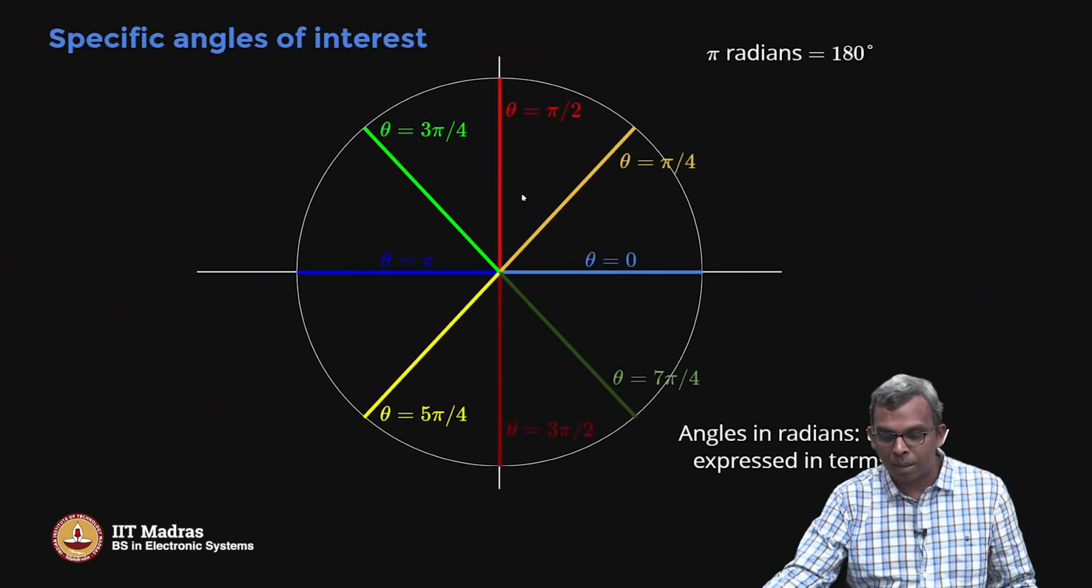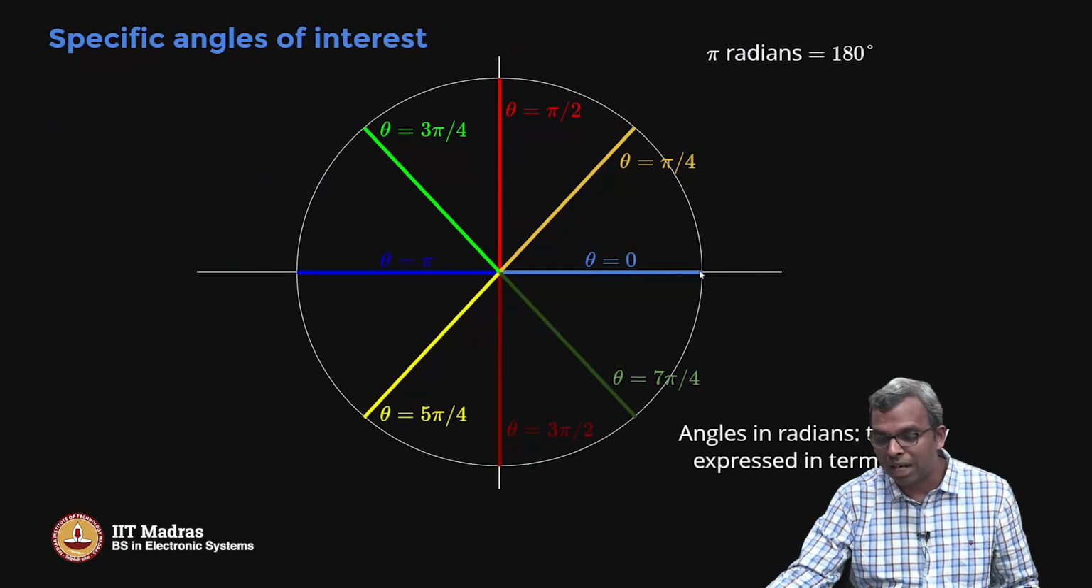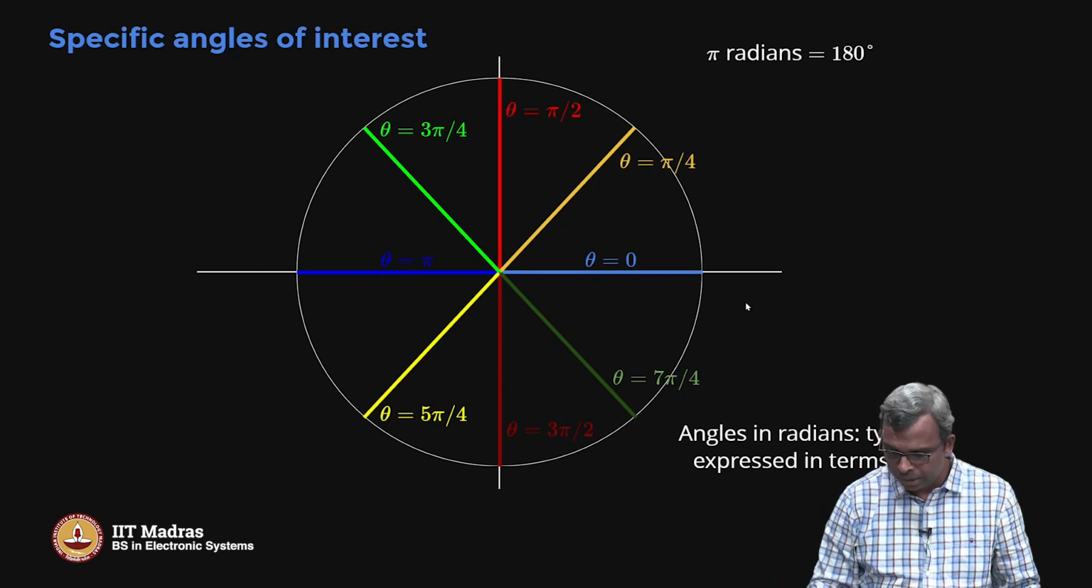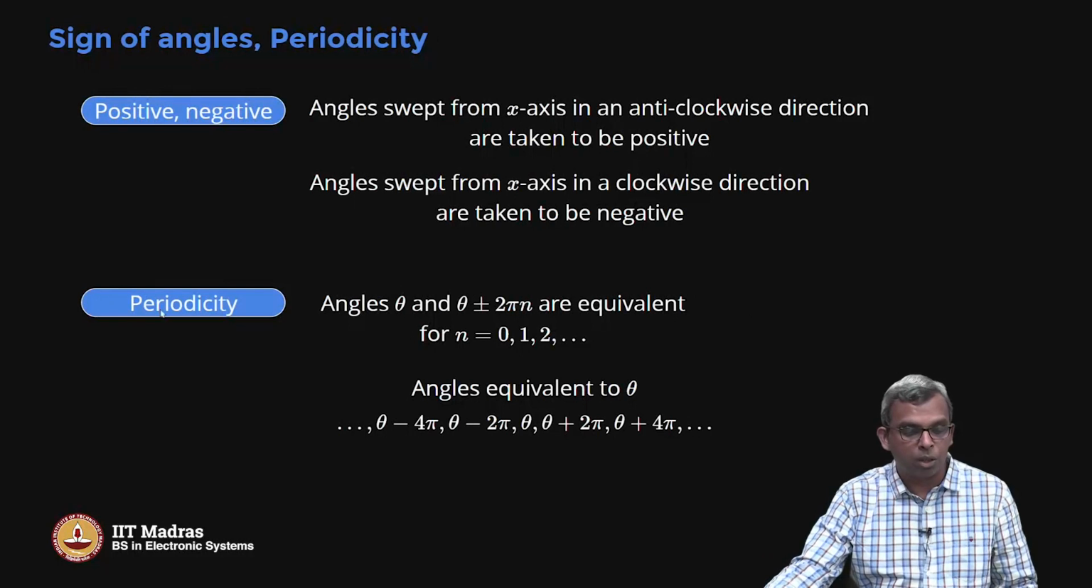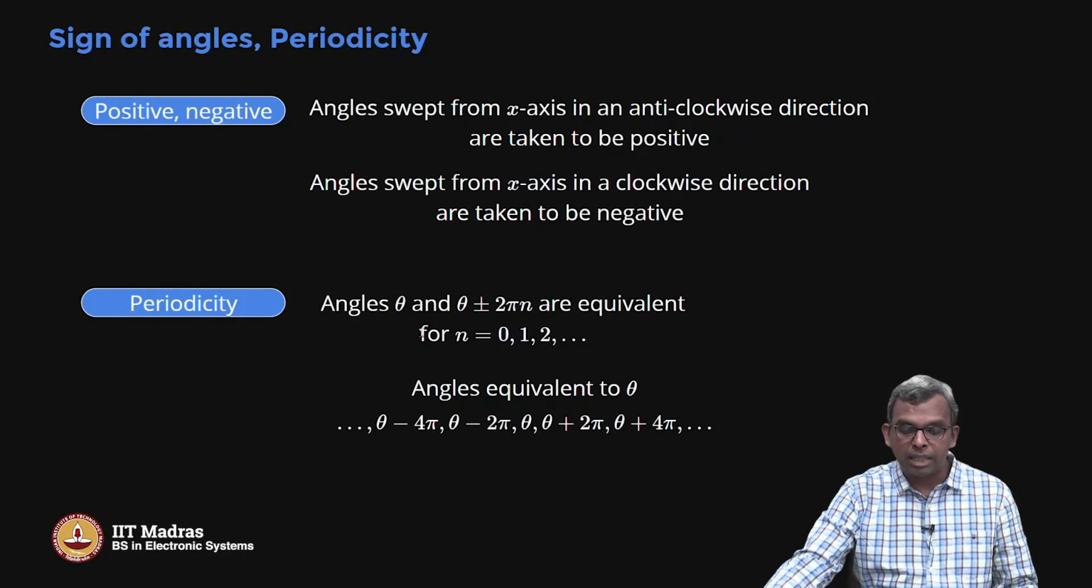So, for instance, if you go back to this picture, if you started from here and swept positively, you got theta equals pi by 4. If you were to sweep negatively, this theta equals 7 pi by 4 would be called minus pi by 4. Okay. So are both these things the same? It turns out they are the same. Okay, that's because there is a periodicity to these angles.